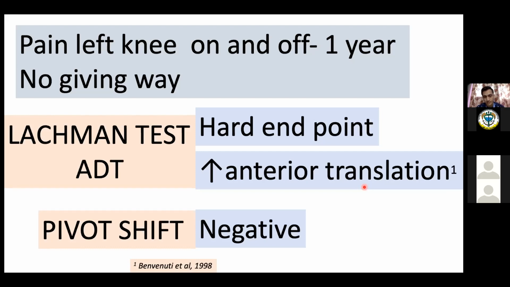Benvenuti, in his study, showed that the Lachman test is a good qualitative assessment tool for assessing the degree of anterior translation, but a poor test for quantitative assessment compared to devices like the arthrometer, rolimeter and other manometers. The pivot shift test was negative. So we went for another MRI.